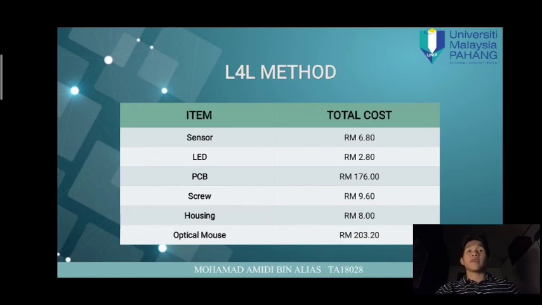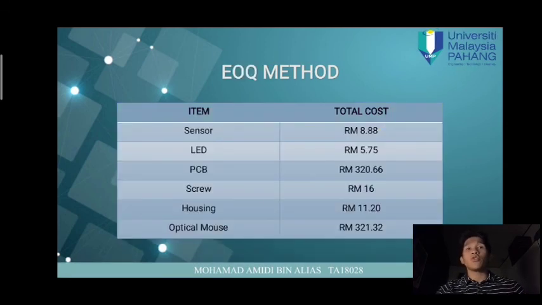For this method, we get the total cost for the sensor of RM6.8, LED RM2.8, PCB RM176, screw RM9.6, housing RM8, and the last one, optical mouse, RM203.2. Now we continue to the EOQ method.